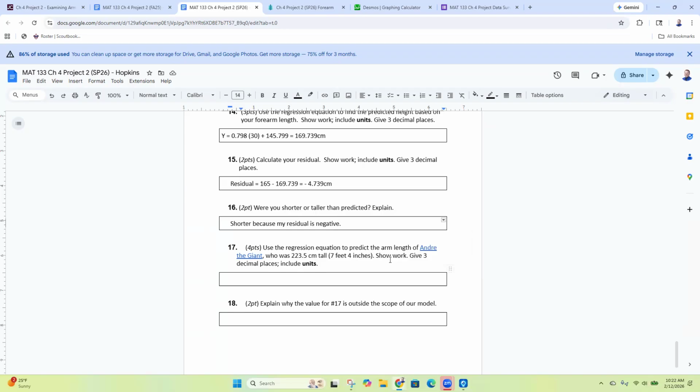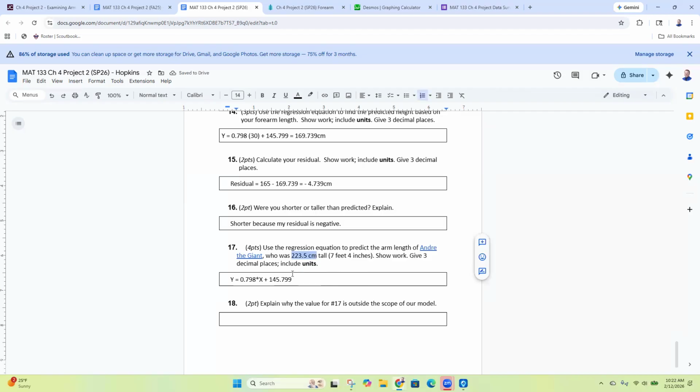So, show your work, give 3 decimal places, include units. Okay, so in this case, I have y equals 0.798 times x plus 145.799, right?